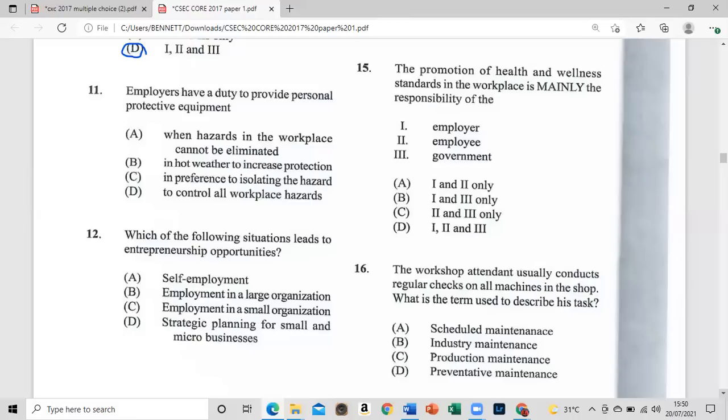All right, is it when hazards in the workplace cannot be eliminated, in hot weather to increase protection, or in preference to isolate hazard, or to control all workplace hazard? That is the main thing.